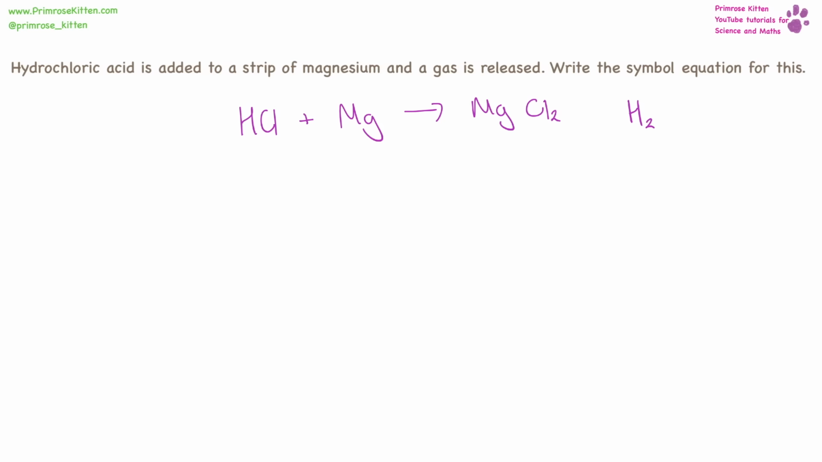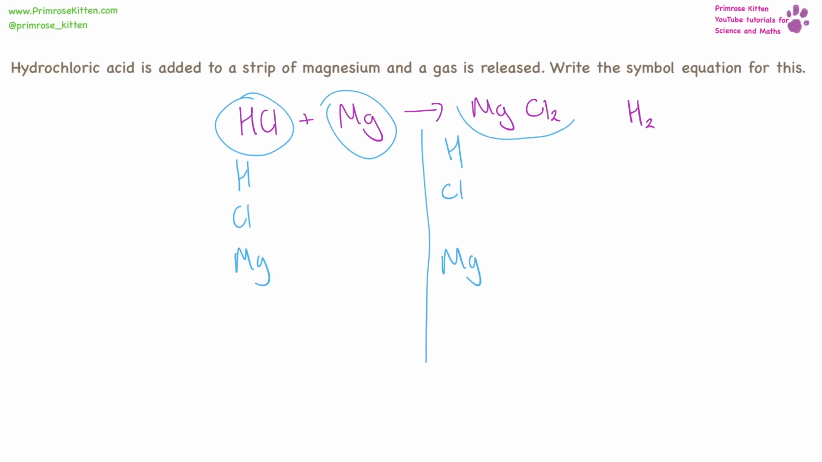So to balance our equation, we draw a line down the middle, list what we have: hydrogen, chlorine, magnesium. Keeping things in the same order is really going to help you. Circle the compounds that we have. List the numbers of things. So we have 1 hydrogen, 1 chlorine, 1 magnesium, 2 hydrogens, 2 chlorines, 1 magnesium. So you can see straight away we need some more hydrogens and some more chlorines.